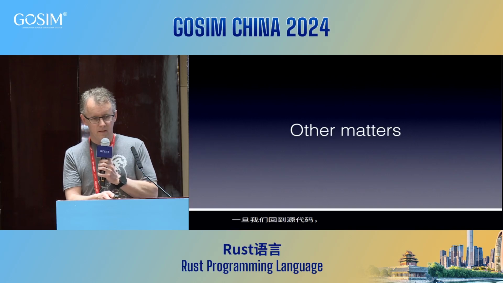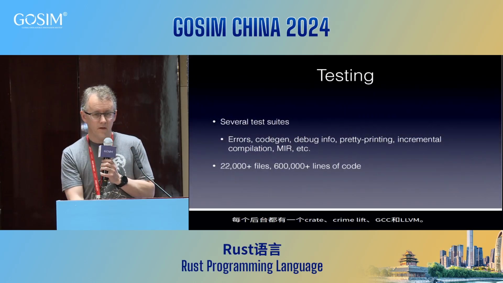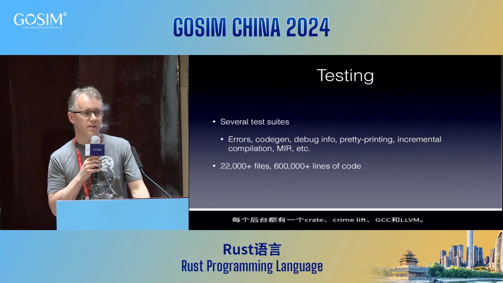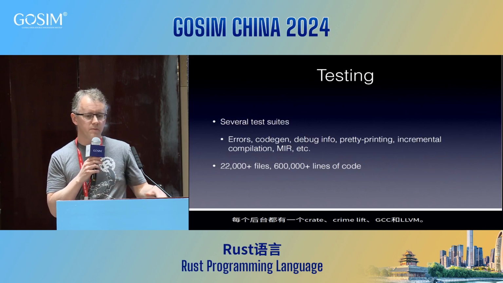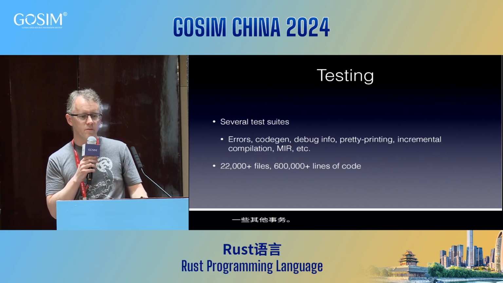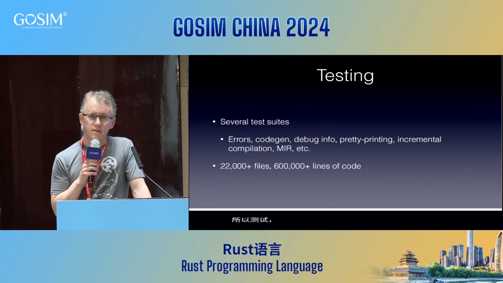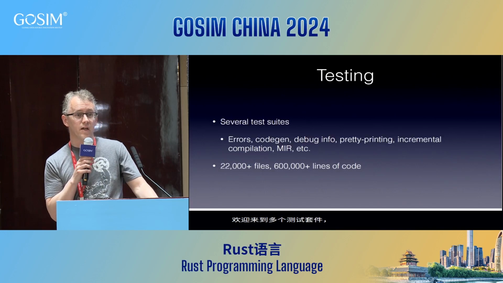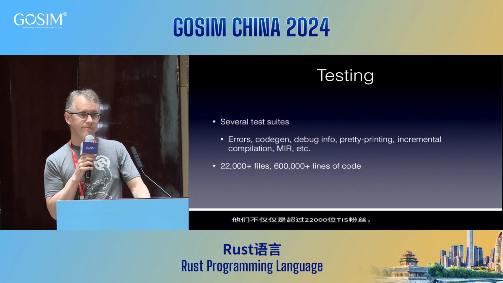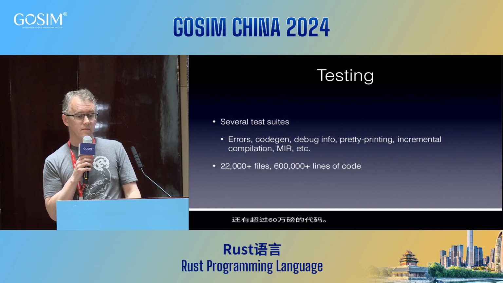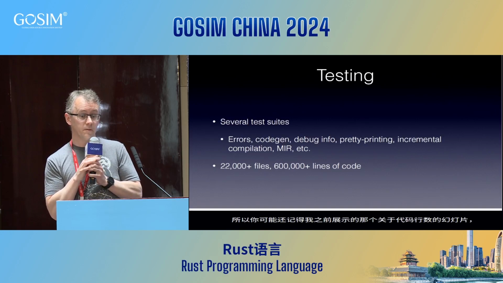A few other matters. So testing: there are a lot of tests broken into several test suites, and these cover errors, code gen, debug info, a whole lot of different forms. There are more than 22,000 test files, and more than 600,000 lines of code. You might remember that slide I showed earlier about the number of lines of code. We had 667,000 lines of code in the compiler, and then we have a similar number of lines of tests. So almost as much test code as there is actual compiler code.